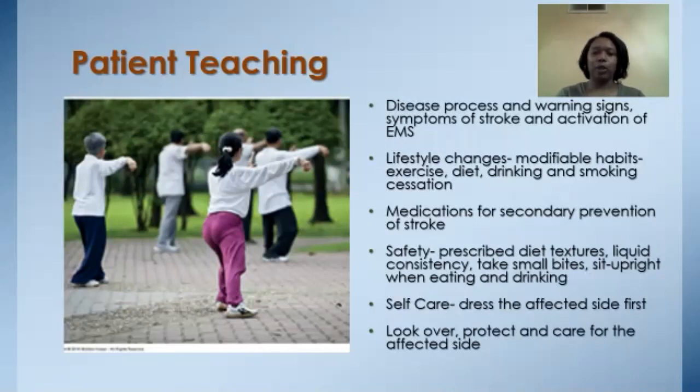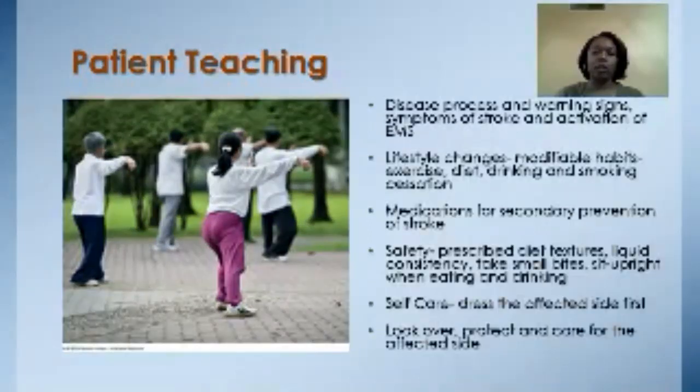We want them to modify their drinking and smoking habits, if not cease them. We want to encourage medication compliance to prevent strokes. So any antiarrhythmic drugs, any blood thinners for those with ischemia or ischemic strokes. And we want to also encourage antihypertensive medications to prevent vessels from rupturing, causing a hemorrhagic stroke.